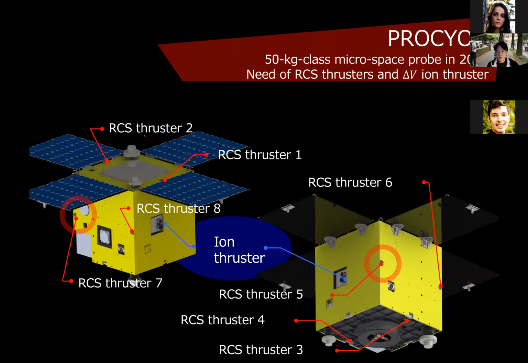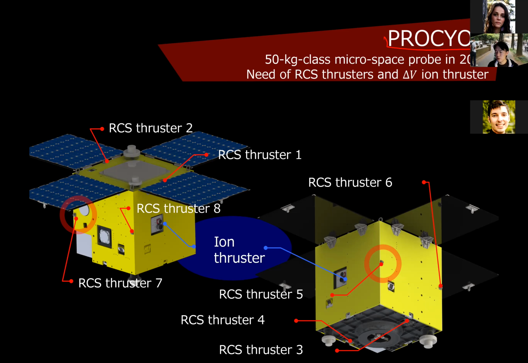Following that project, we started another micropropulsion project for PROCYON. This is a satellite name, and this is a 50 kilogram class microspace probe. Actually, it's not a satellite, it's a microspace probe. It's going to the interplanetary orbit, departing from the Earth, and orbiting around the Sun. And this was in 2015.